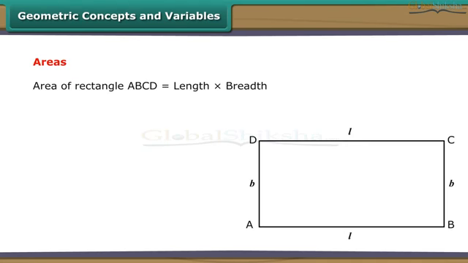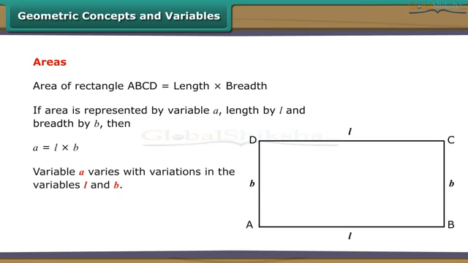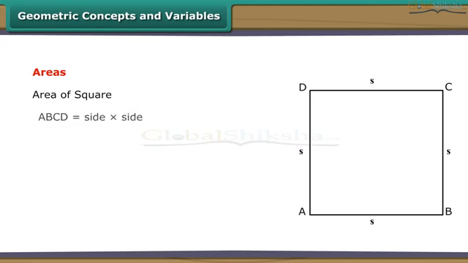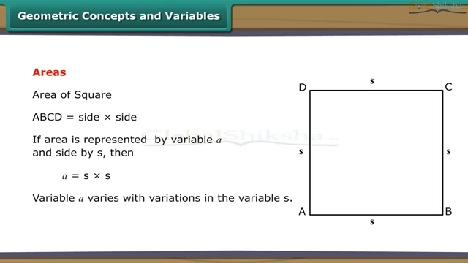Areas. Area of rectangle ABCD is equal to length into breadth. If area is represented by variable A, length by L, and breadth by B, then A is equal to L into B. Variable A varies with variations in the variables L and B. Area of square ABCD is equal to side into side. If area is represented by variable A and side by S, then A is equal to S into S. Variable A varies with variations in the variable S.